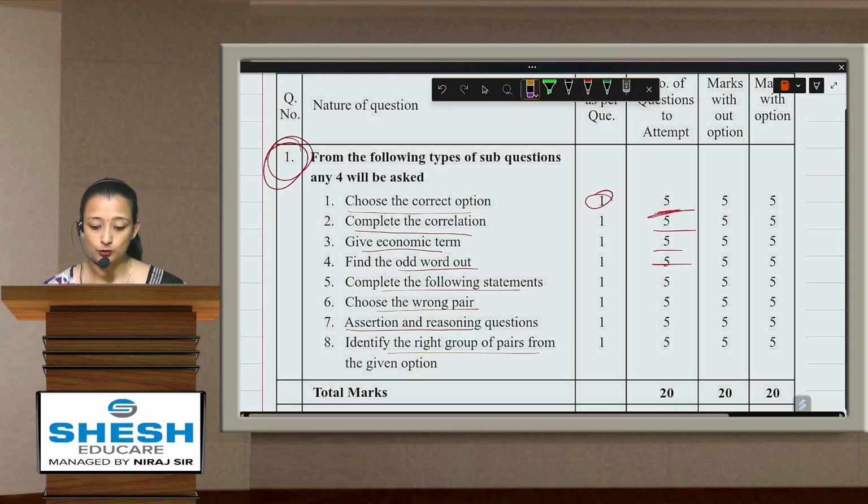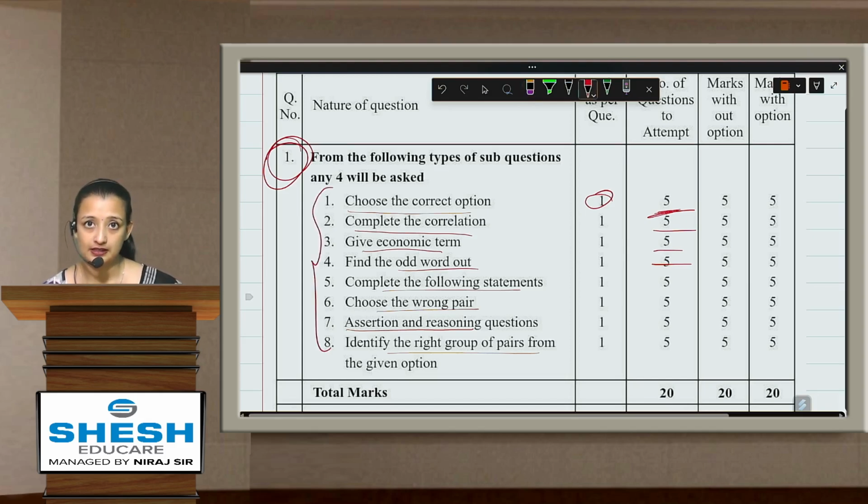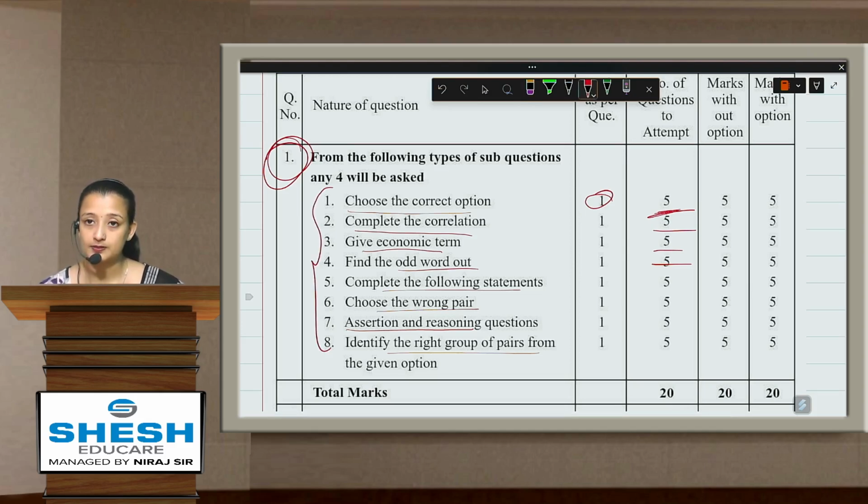They can ask you any 4 out of these 8. So remember to practice all 8 types of questions. There are such questions which we have done of all the types. There are questions of all these types given in your textbooks. So make sure to practice at least a few questions of all the different types, so you have practice of how to solve each type of question.